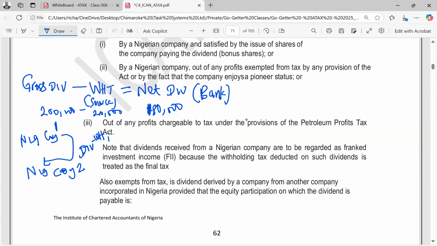Now the thing is, even though you received 180 in your bank, when you are going to report these dividends, you report 200, meaning that this 20 that was deducted to arrive at 180, you are going to add it back as though it was never deducted. So if they give you net dividends, when showing your gross income, you must report gross dividends, because this is the gross. All right.